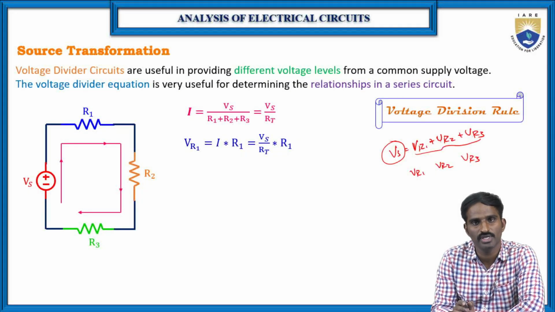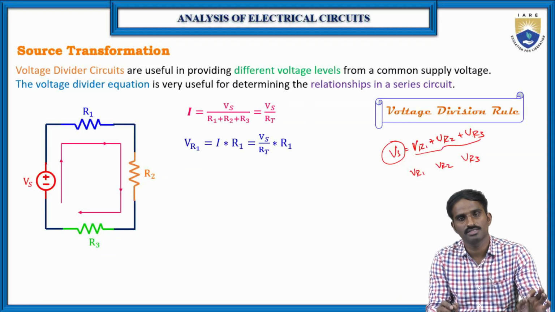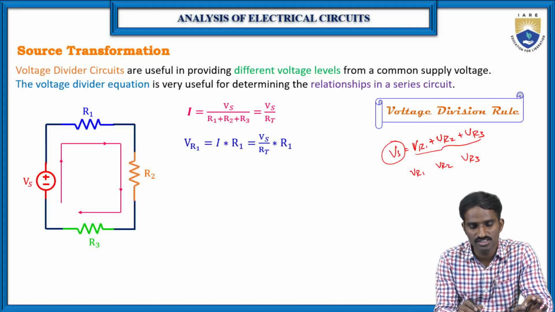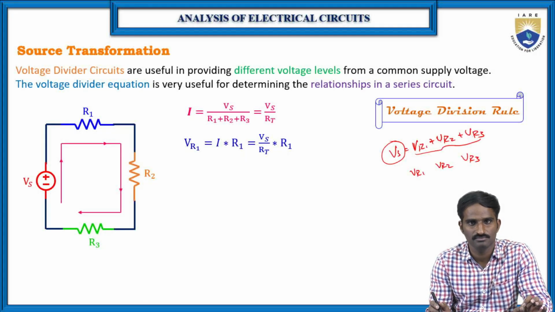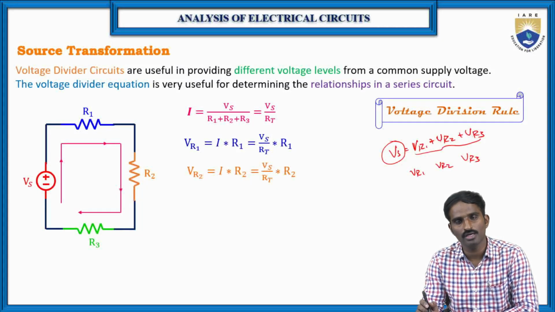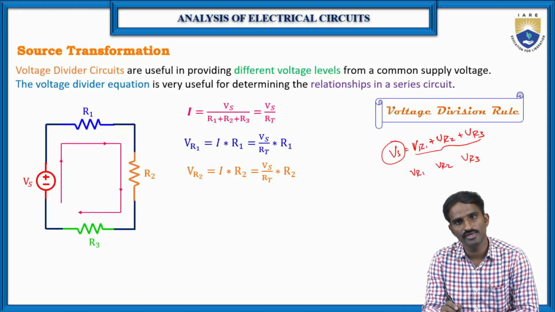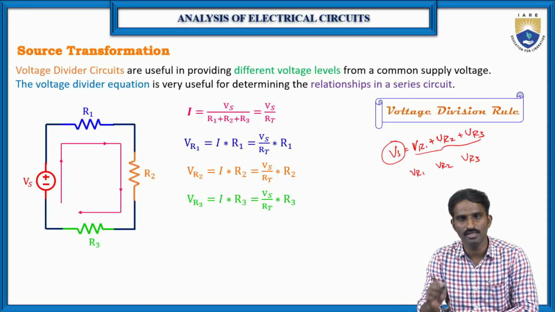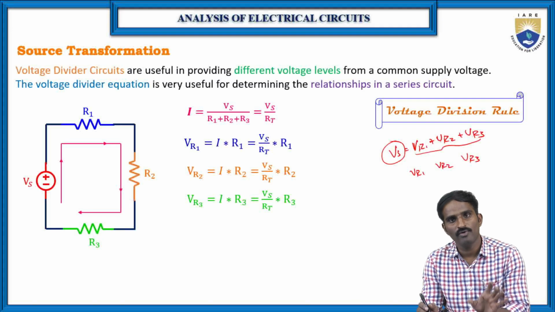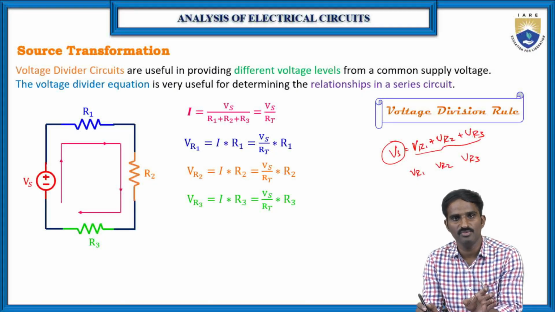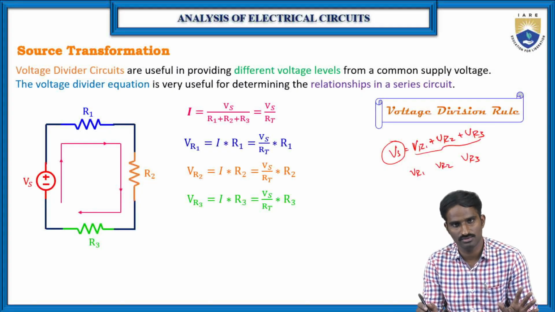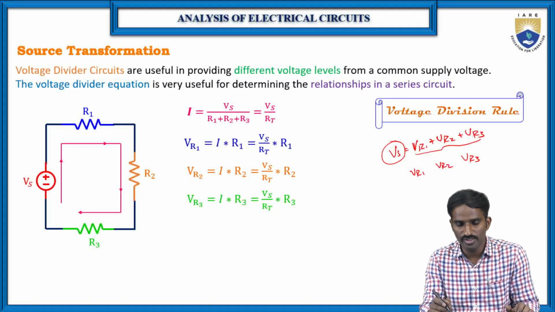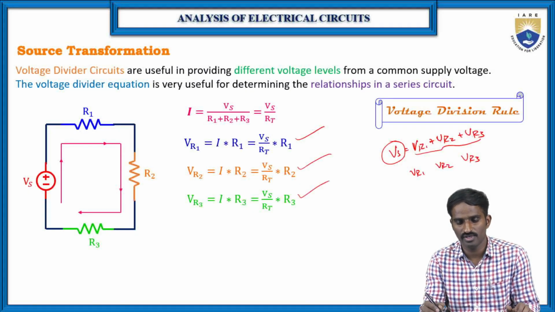We do not even need to know the current. Without knowing the current, we can find how the voltage is divided across the various elements. Similarly, if you want to find VR2, it is R2 by RT into Vs, and similarly VR3 is equal to R3 by RT into Vs. In this way, we can find the voltage across the various elements connected in series with the main source by using the voltage division rule. So by using the voltage division rule, we can find VR1, VR2 and VR3.